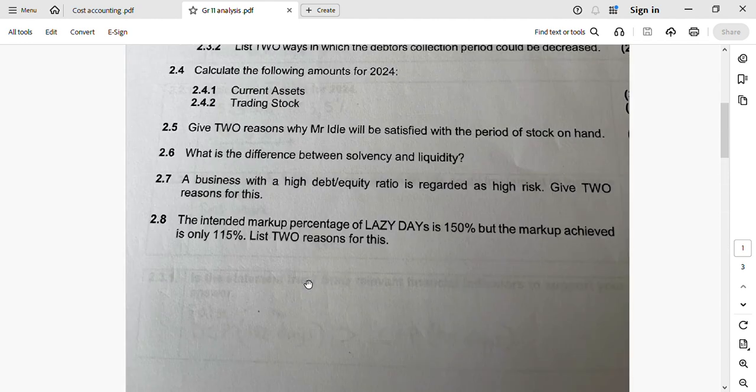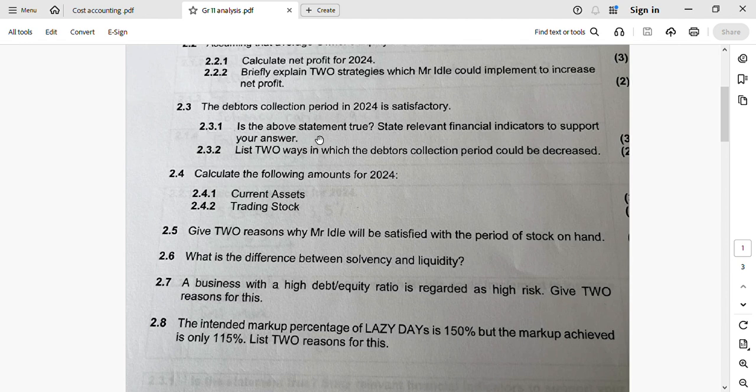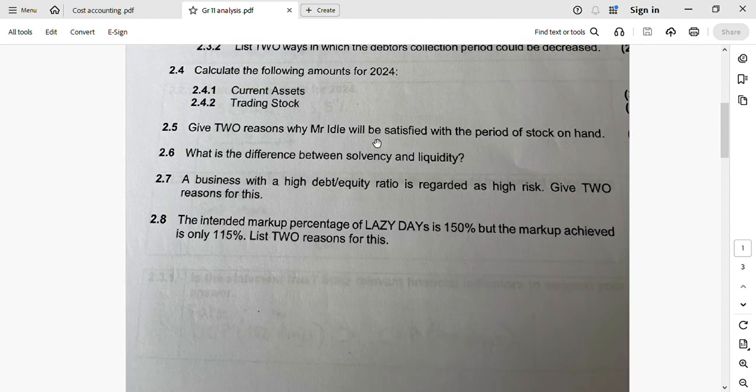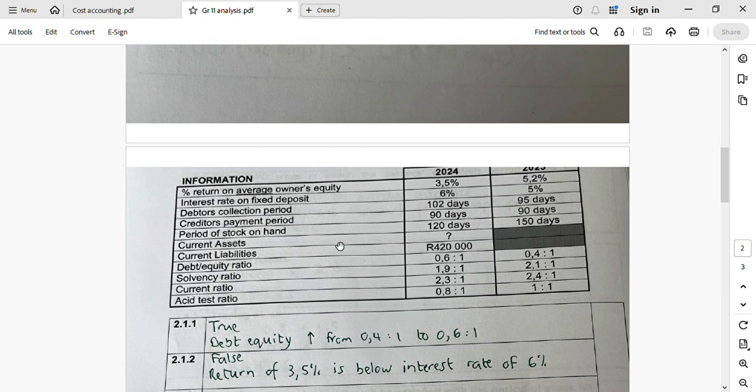Okay, they then tell you the debtors collection period is satisfactory. Is the statement true or false? And give a financial indicator to support your answer. You need to look at debtors collection period compared to creditors payment period. If you look over here, it's taking your debtors 102 days to pay back, but you are only given 90 days to pay back your creditors. So that means it's not satisfactory.